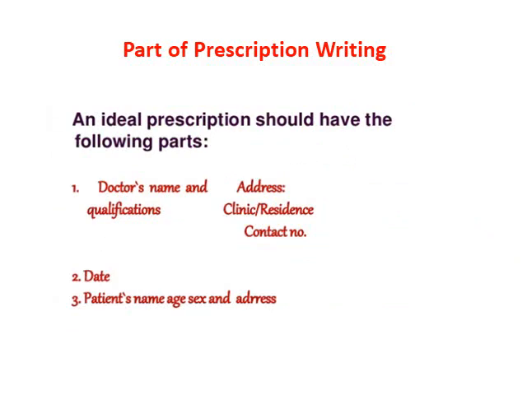So ideal prescription writing have different parts, and I hope that most of the students they have seen the prescription in their home. So in every prescription there will be the detail of doctor, his qualification, registration number of his degree, and address, clinic, and his contact number. So the first part is doctor name, degree, qualification, address, contact number. Second one is the date, which is important, and third one is patient name, age, sex, address. And for veterinary there will be instead of patient there will be breed name.